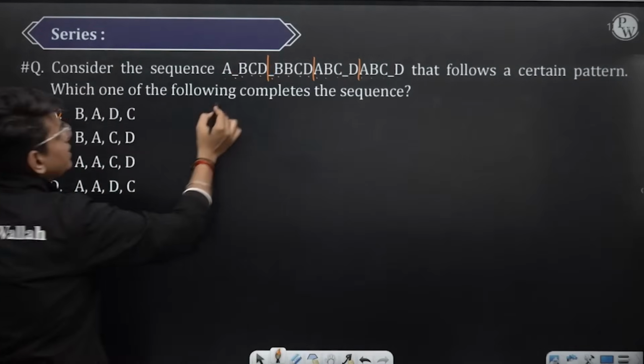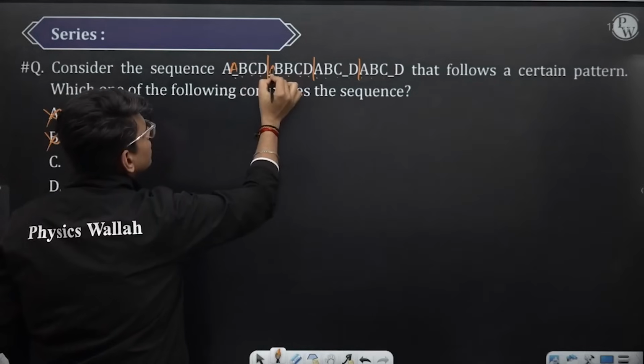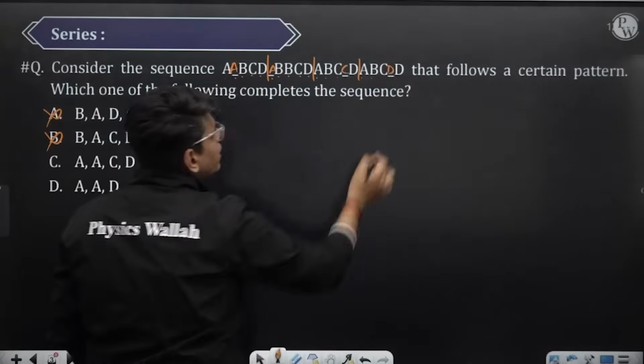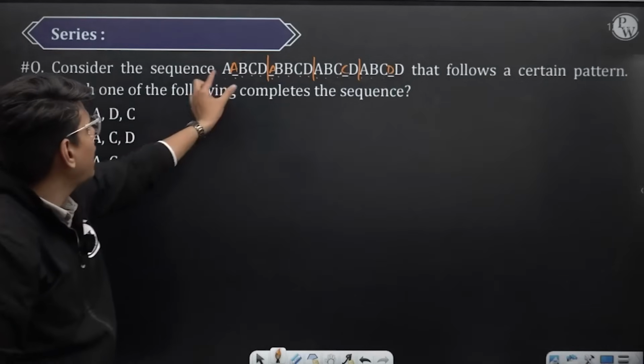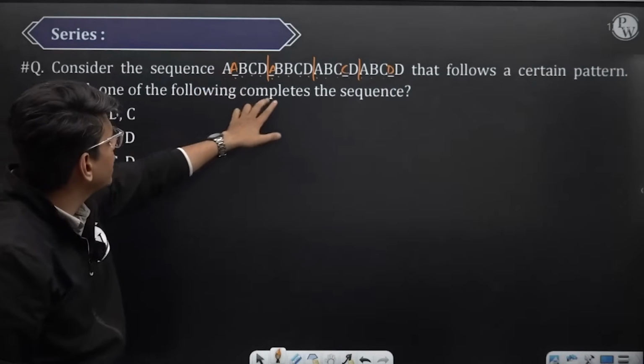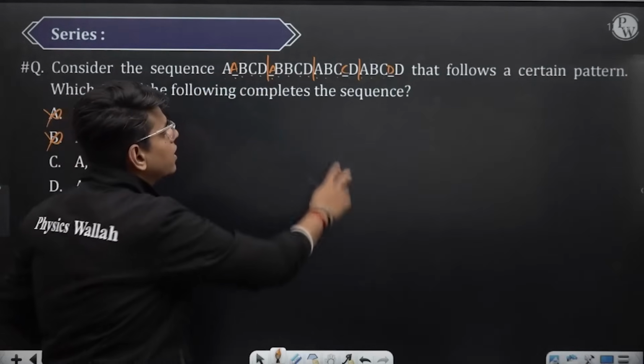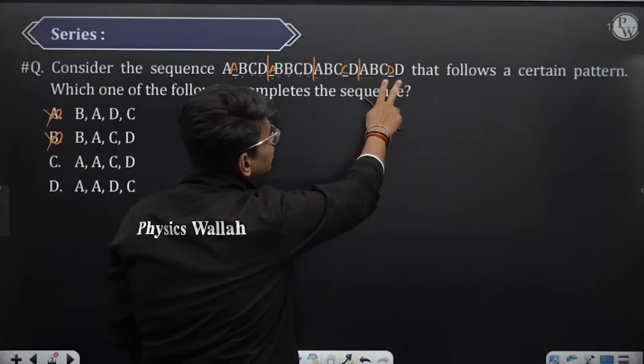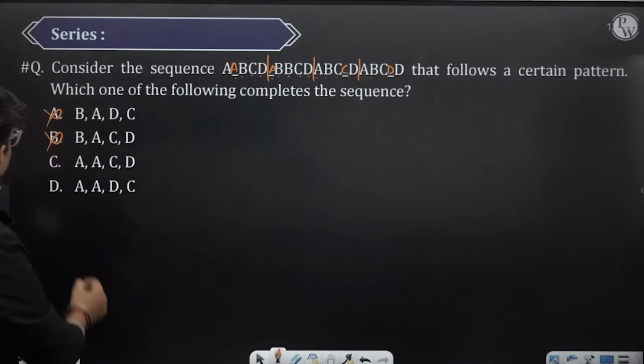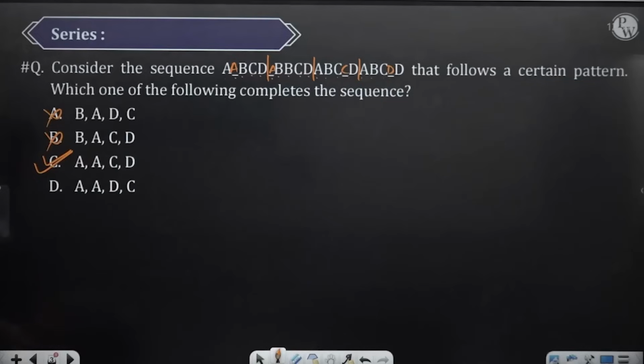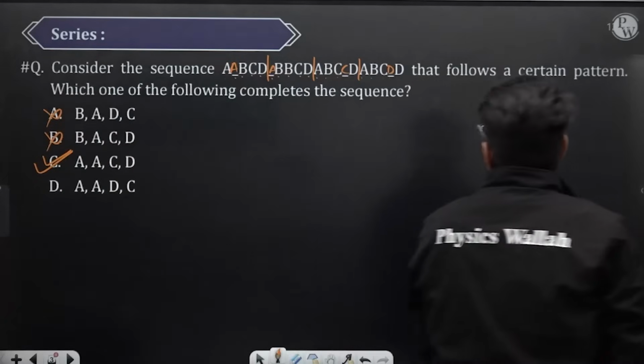Then A, C, D, A, C, D. Now here is a pattern. In the first part, you have a couple of A's. In the second part, you have a couple of B's. In the third part, you have a couple of C's, and in the fourth part, you have a couple of D's. So this will be your answer: A, C, D. If you get such a question, you can solve it like this.